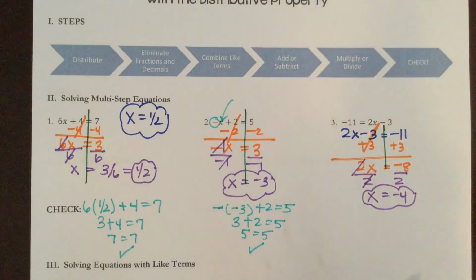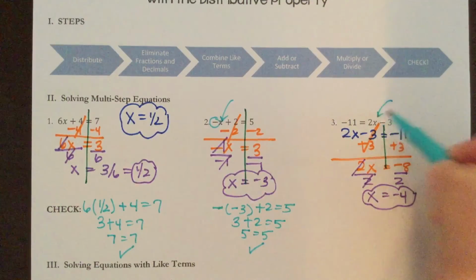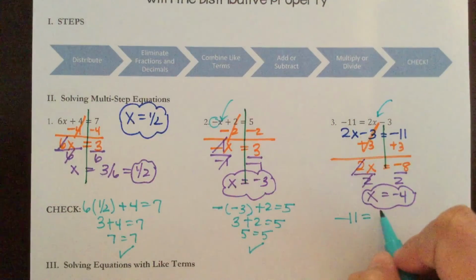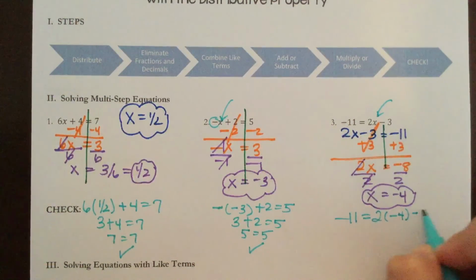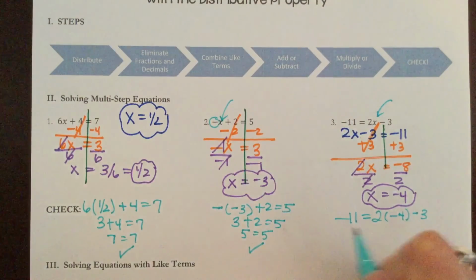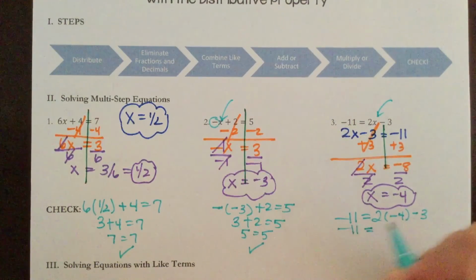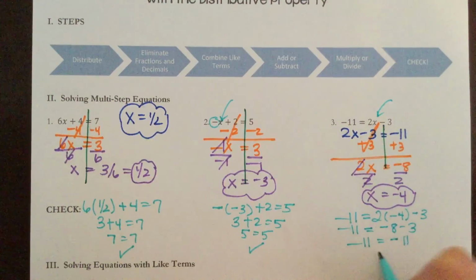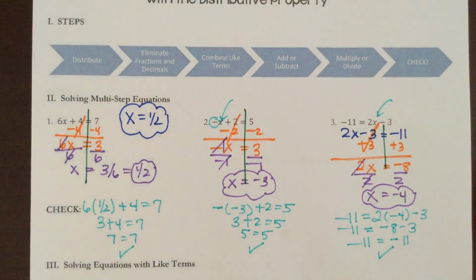I'm going to take -4 and plug it in to my original problem. So -11 should equal 2 times -4 minus 3. Again, remember those parentheses. Cleaning up the right-hand side, 2 times -4 is -8, and -8 minus 3 is in fact -11. And so I am confident in my answer of -4.